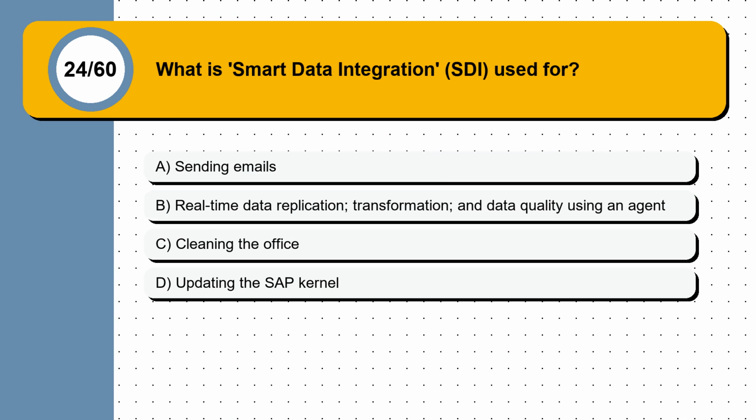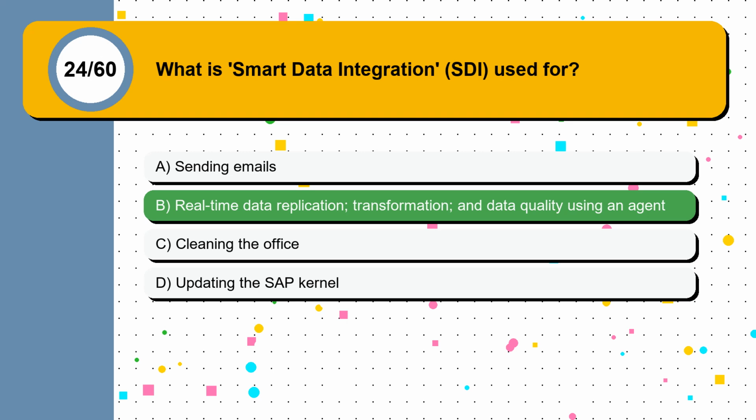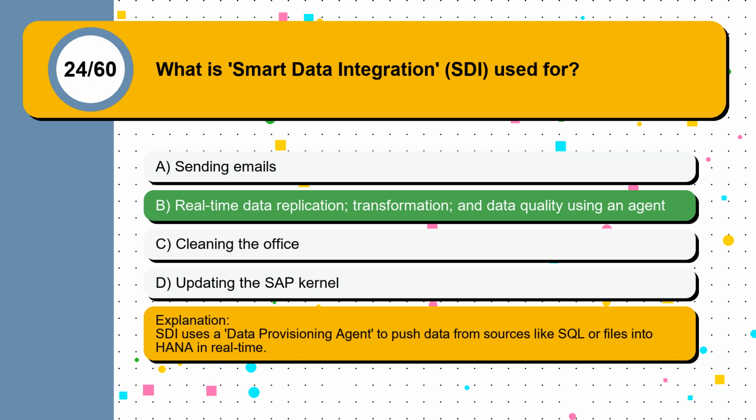Question 24. What is Smart Data Integration, SDI, used for? Option A. Sending emails. Option B. Real-time data replication, transformation, and data quality using an agent. Option C. Cleaning the office. Option D. Updating the SAP kernel. The correct answer is option B. Real-time data replication, transformation, and data quality using an agent. SDI uses a data provisioning agent to push data from sources like SQL or files into HANA in real time.